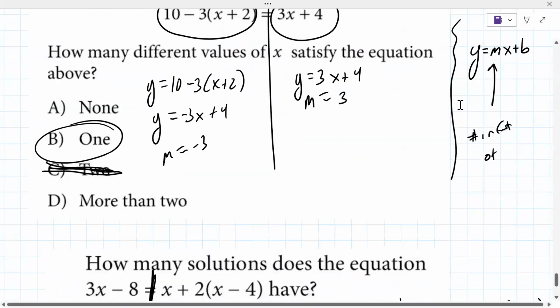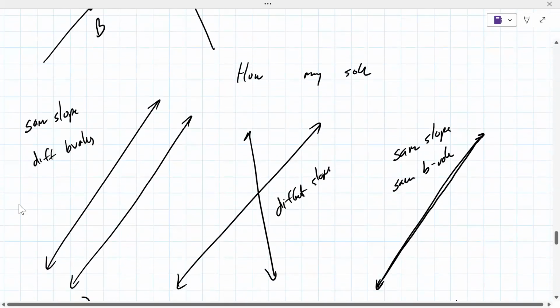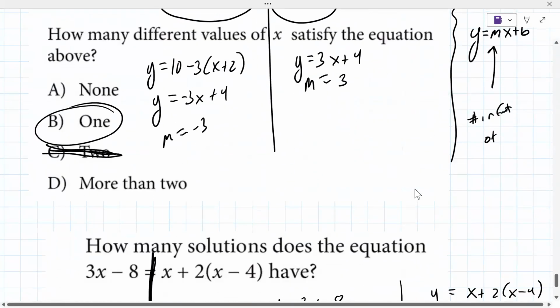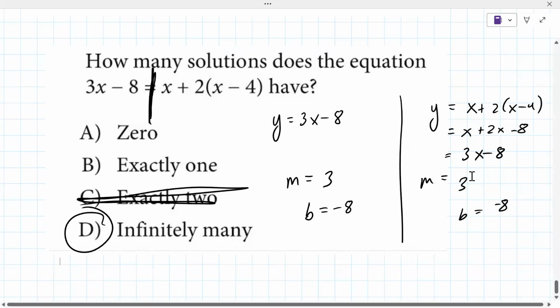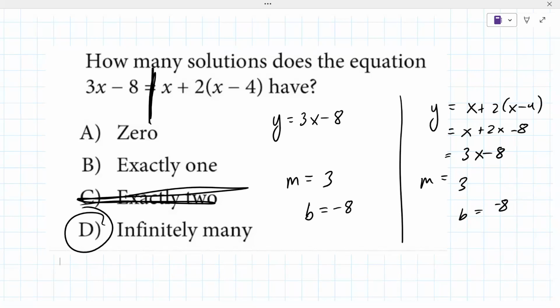So now we go back to our reference. If they have the same slope, there's two possibilities. They could either be parallel or they could be the same. If they have different b values, they're parallel. If they have the same b values, they're the same. So now you got to go one step further. And I know the equations are the same, so you can already make that determination, but the b value is -8 in both, which means that they're exactly the same, which means that there are infinitely many solutions. Okay. So if they have the same slope and they have the same b value, that's infinitely many solutions.